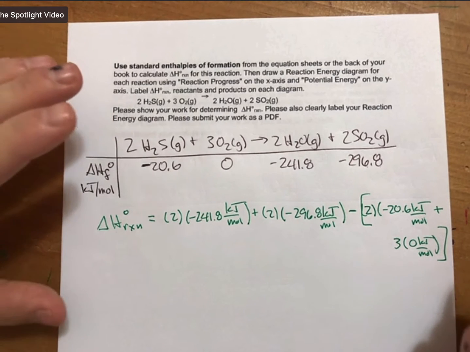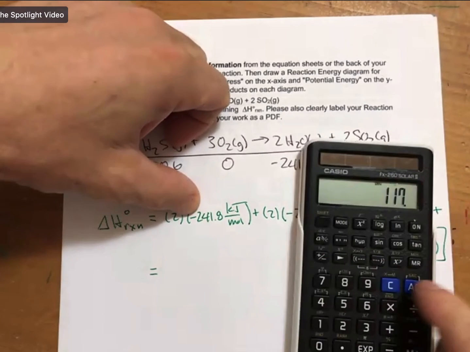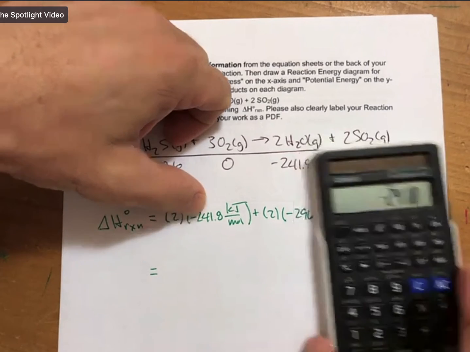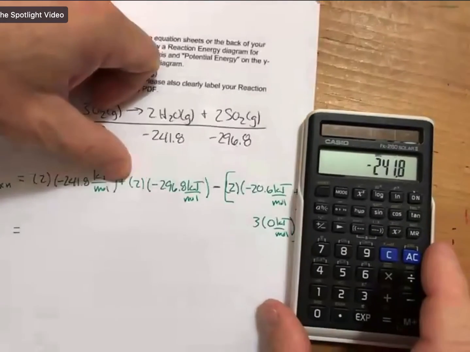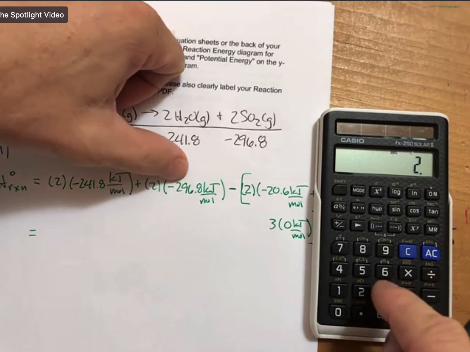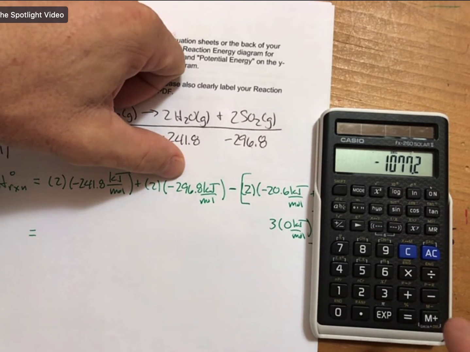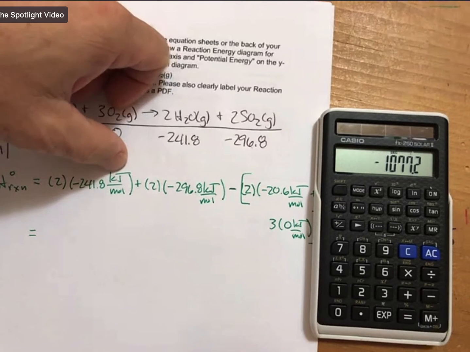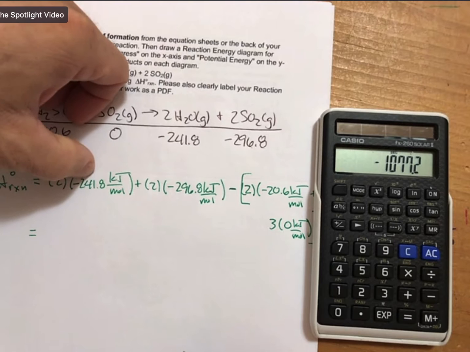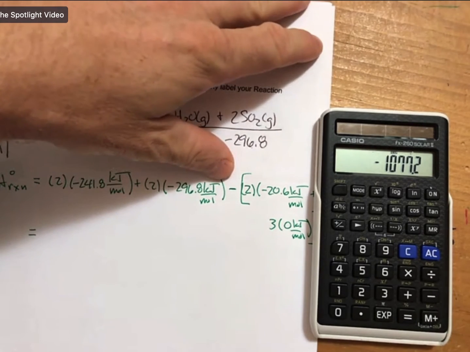Now all that's left over is to do the math. It's going to be 2 times minus 241.8 plus 2 times minus 296.8, and I'll do an interim here. That should be about minus 1077, because this is 2 times 300 and 2 times 240. Yeah, that sounds good.